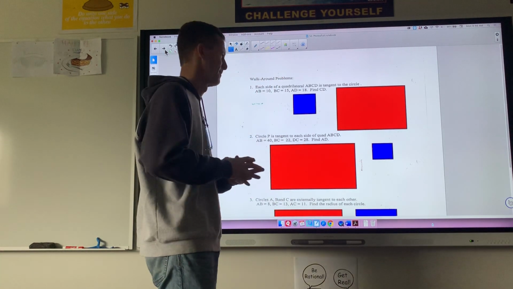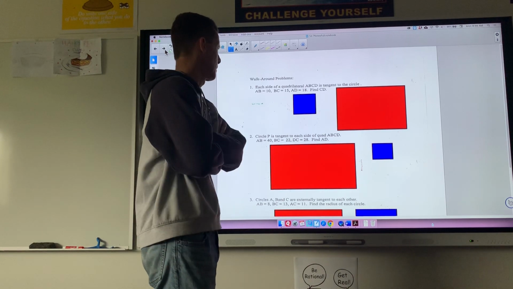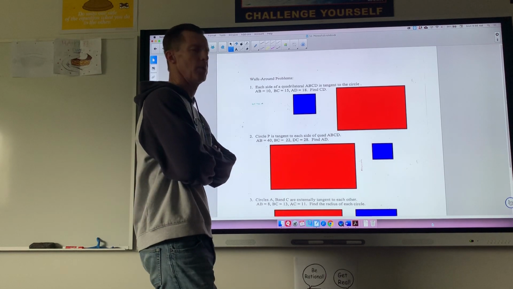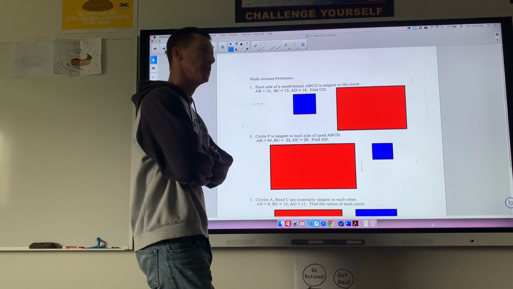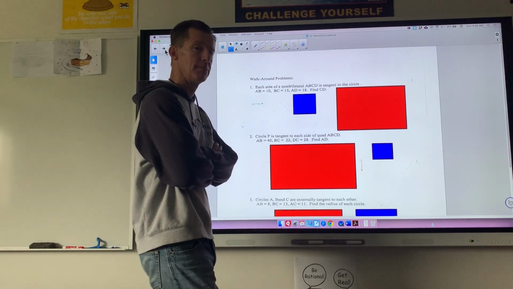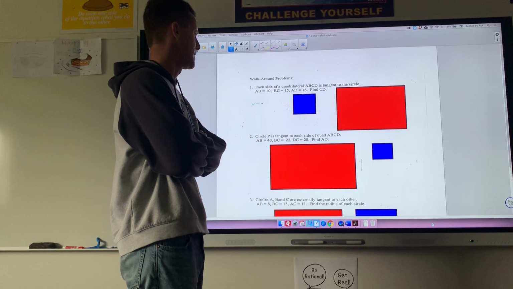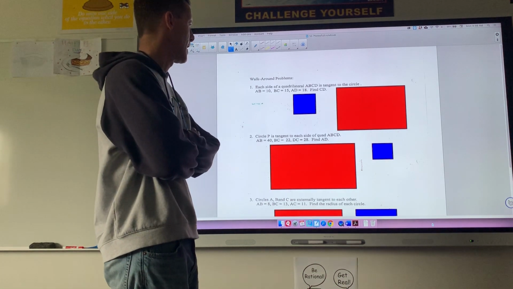You deserve it. Okay, here's some interesting problems. These are called walk-around problems. Each side of a quadrilateral ABCD is tangent to a circle. So what does that mean? Does that mean the circle's inside of it? Yes. And we know AB is 10, BC is 15, and AD is 18. So go ahead and label it up.